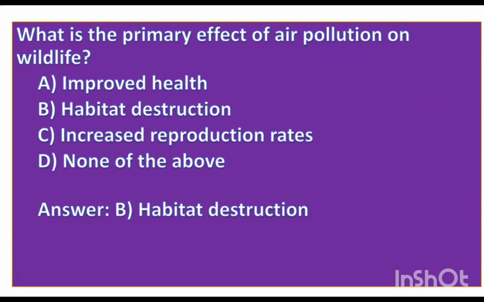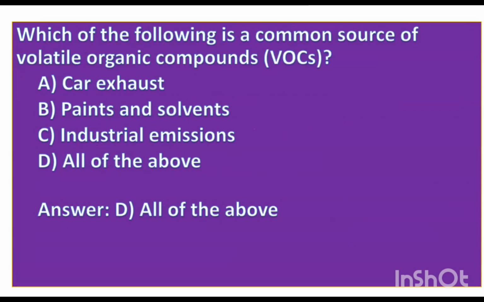Options: improved health, habitat destruction, increased reproduction rates, none of the above. Answer: habitat destruction. Which of the following is a common source of volatile organic compounds? Options: car exhaust, paints and solvents, industrial emissions, all of the above. Answer: all of the above.